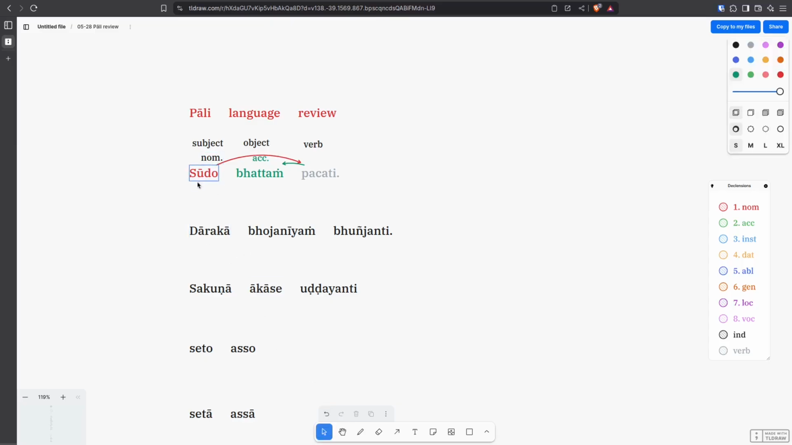So another sentence. This one is in the singular, sudo, one cook. The other one is dārakā bhojanīyaṃ bhuñjanti. The verb here is bhuñjanti. What is the action? It is eating. Recognize that pachati ends with ati, bhuñjanti ends with anti. So this is plural because the agents are the boys, the dārakā.